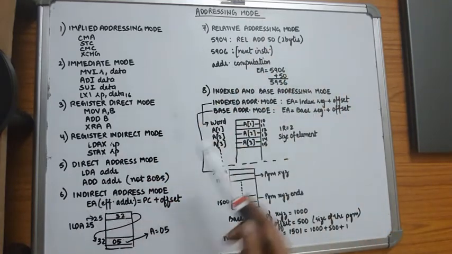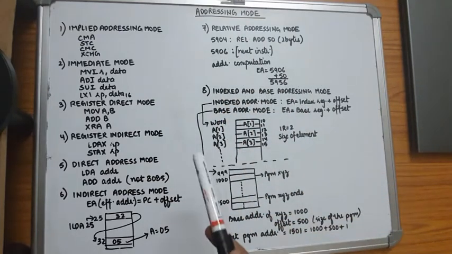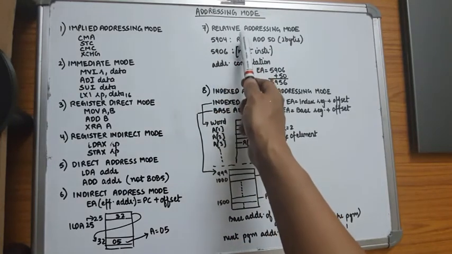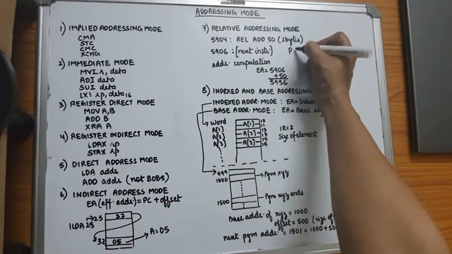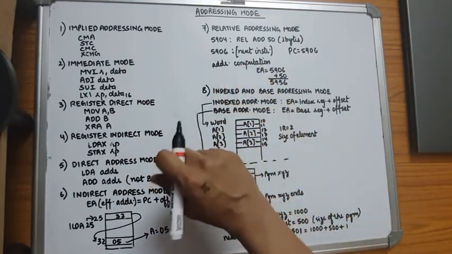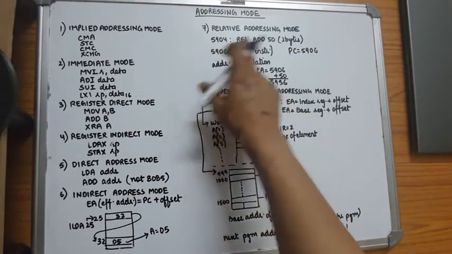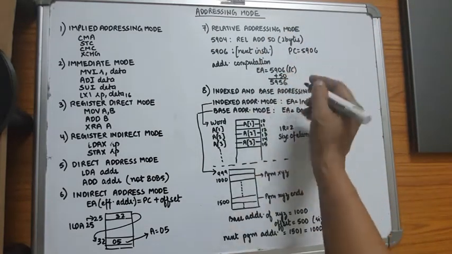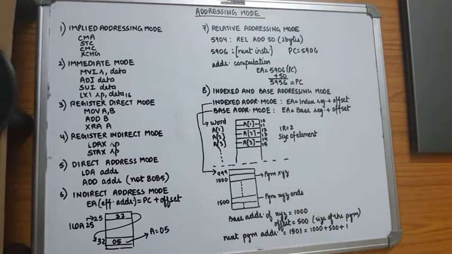It's a 2-byte instruction, so the PC would be storing the next instruction address, 5906. How would the address be computed? On 5904, relative add 50 is written. Since it's a 2-byte instruction, PC is now holding 5906. When this instruction is executed, the address computation is done as EA equals 5906, whatever is stored in PC. 50 will be added to it, and the address now stored in PC would be 5956.